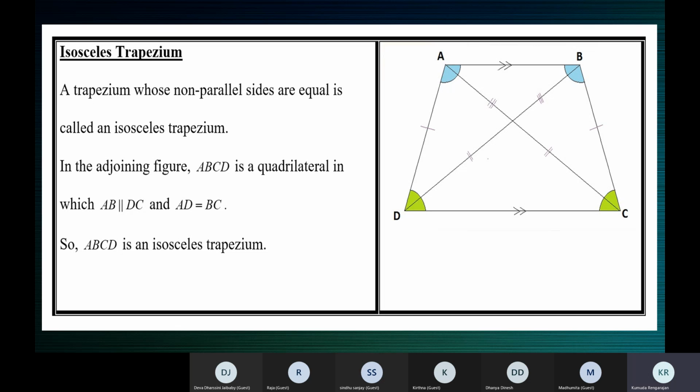So a trapezium in which the non-parallel sides are equal. Parallel sides are AB and CD. The other pair, AD and BC, are not parallel, but they are equal. So since AD is equal to BC, it's an isosceles trapezium. The non-parallel sides are equal.